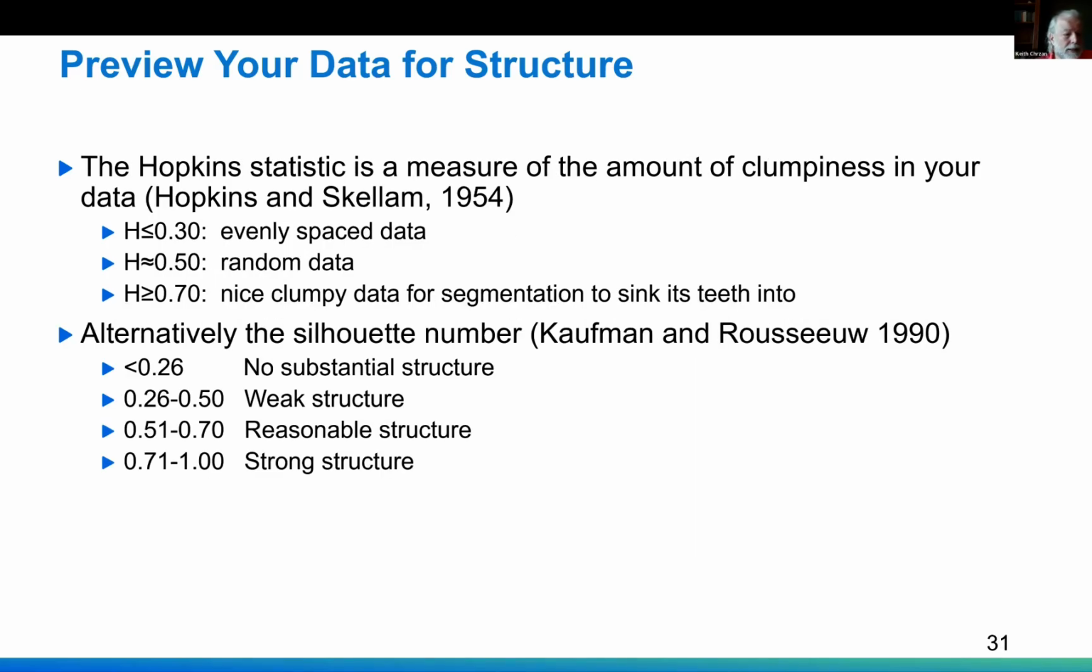There's a couple of statistics we can look at to find out how much structure is in our data. The one I really like is called the Hopkins statistic.